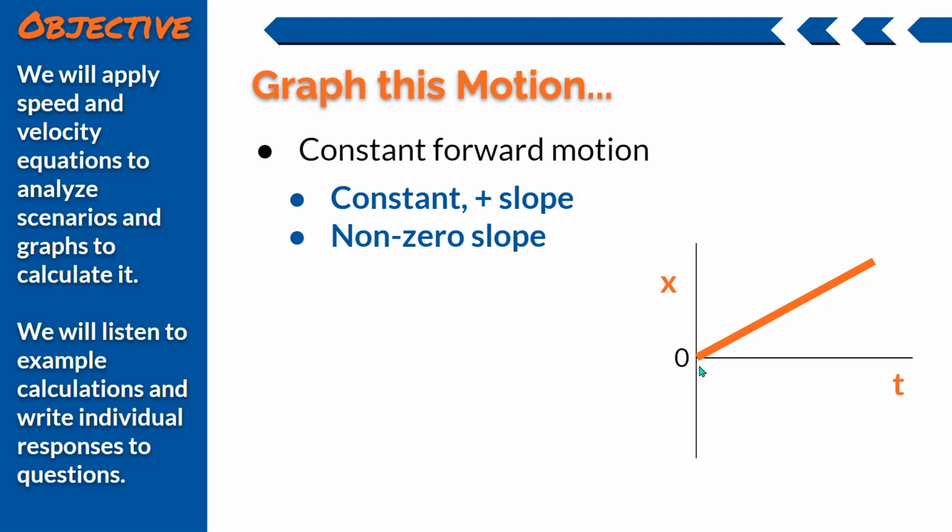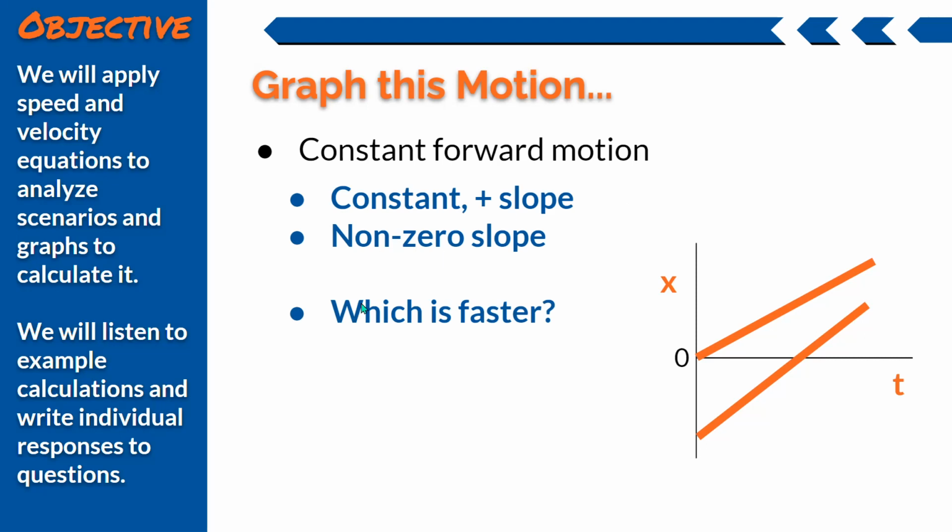So a non-zero positive slope is going to show me that I have constant forward motion. But again, it could be at any other y-intercept as well. It could be down here. This is also constant forward motion. So it doesn't matter, again, where we start in terms of whether we're moving forward or not, or whether we're moving at a constant speed. Both of these are examples of that. Now, these don't have the same speed, because they have different slopes. And so the slope is going to tell us what the velocity of the object is.